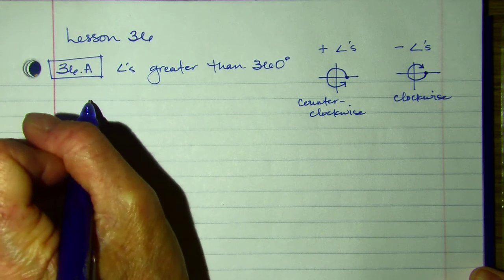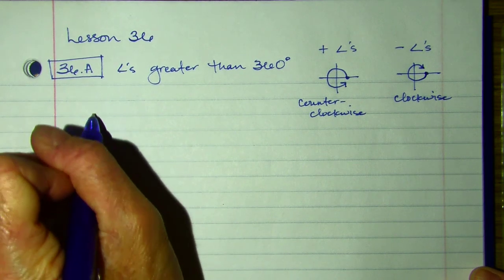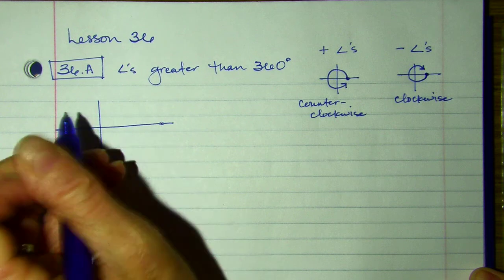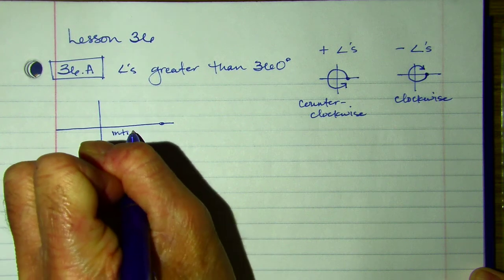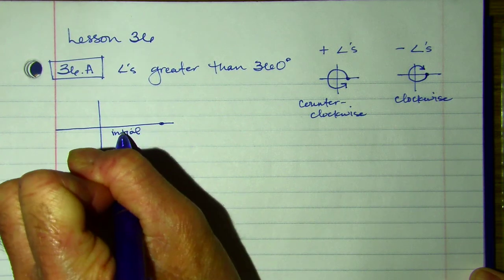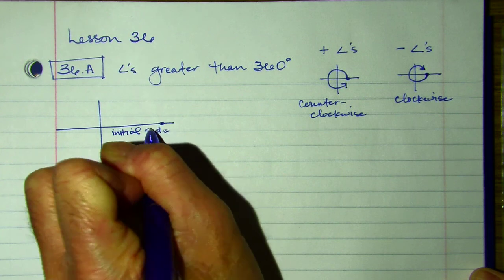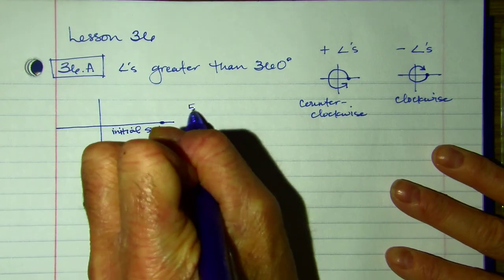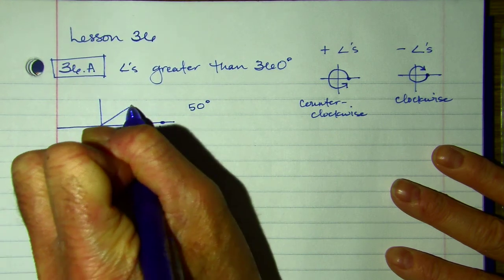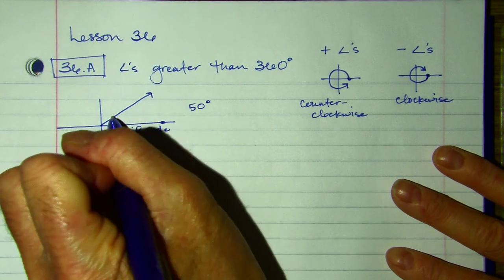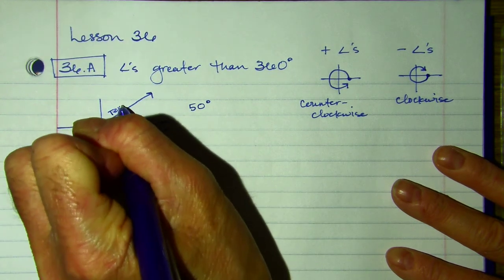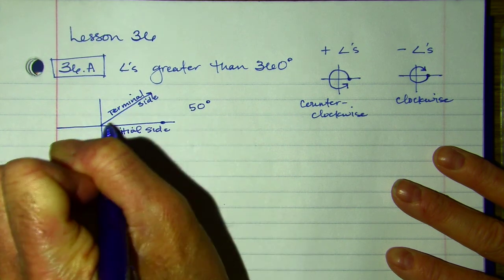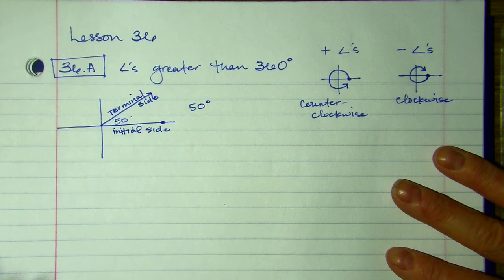So that is just review. Also, let's talk about our terminal side. So the x-axis side, that would be our initial side. And the actual angle would create our terminal side. So if I said 50 degrees, 50 degrees would be more than 45, but we're just estimating. This is called our terminal side. So let's say this angle here is 50 degrees.